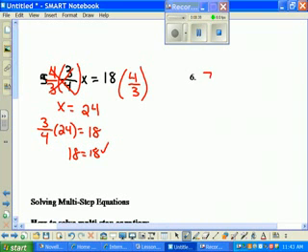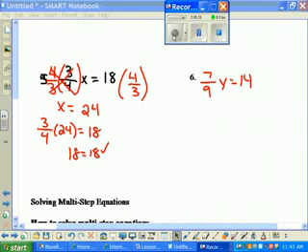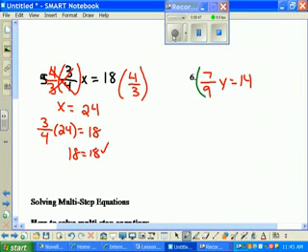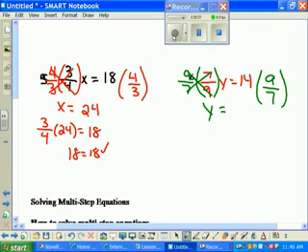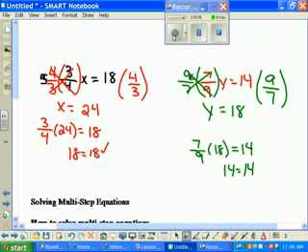Alright, so I want you to try the next one. See if you can get it. Okay, so 7 over 9 y equals 14. What do I have to do here? I have to flip it. So I'm multiplying both sides by 9 over 7. And I get y equals 18. I'm going to check it. All you have to do is 7 9ths times 18 in your calculator, and you should get 14. Are we okay?